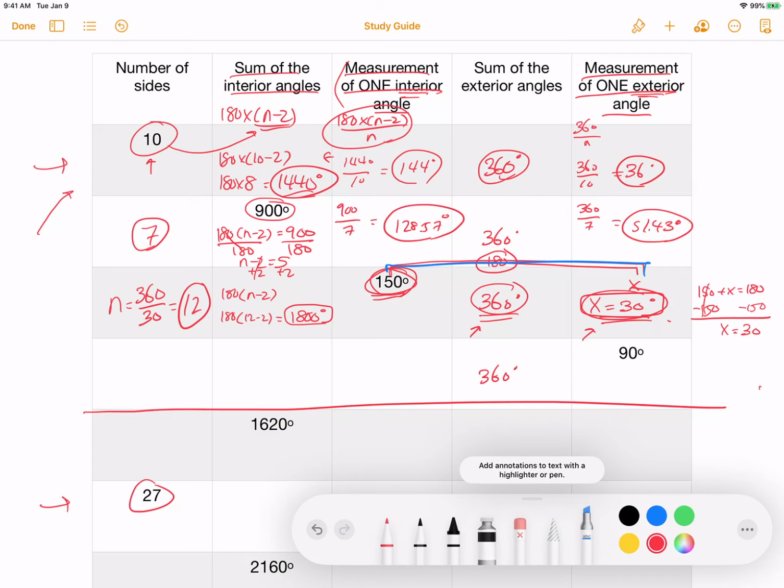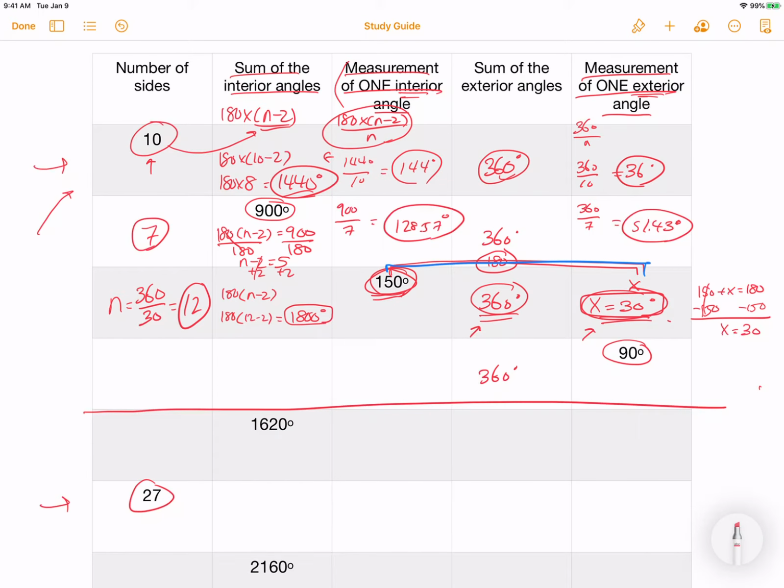All right, the last question here, if this is given to us as 90, then how do you solve for the value of n? Well, again, you can take these two and divide by each other. So n is simply 360 divided by 90, which means it has four sides. 180 times n minus 2, 180 times 4 minus 2, 360. Then you take that and divide by the number of sides, which is 360 divided by 4, which is 90 degrees.